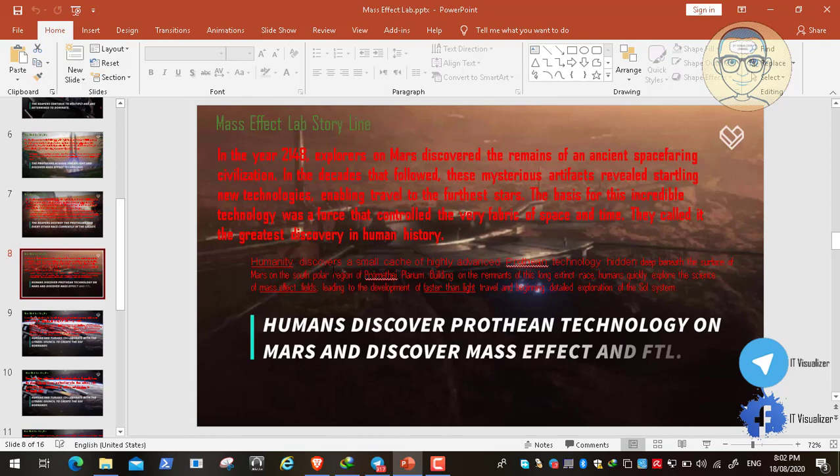Okay, so humanity discovered a small cache of highly advanced Prothean technology hidden deep beneath the surface of Mars, in the south polar region of Promethei Planum. I think this is one of the Mars moons. Anyway, building on the remnants of this long-extinct race, humans quickly explored the science of mass effect, leading to the development of faster than light travel and the beginning of detailed exploration of the solar system.